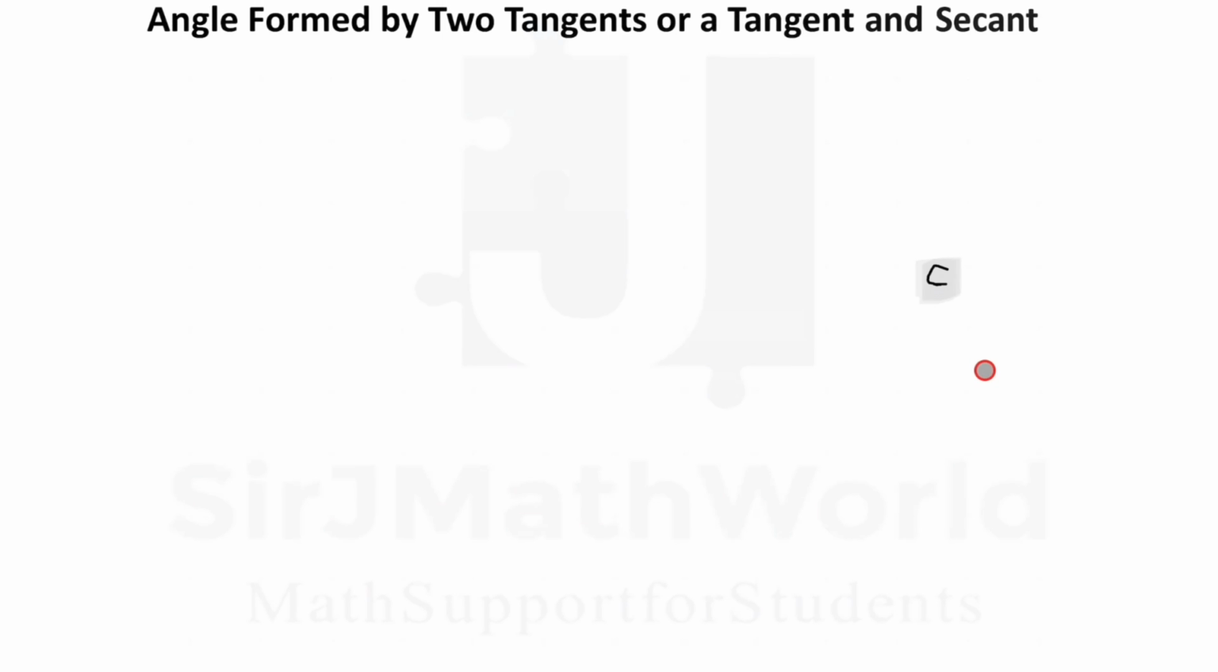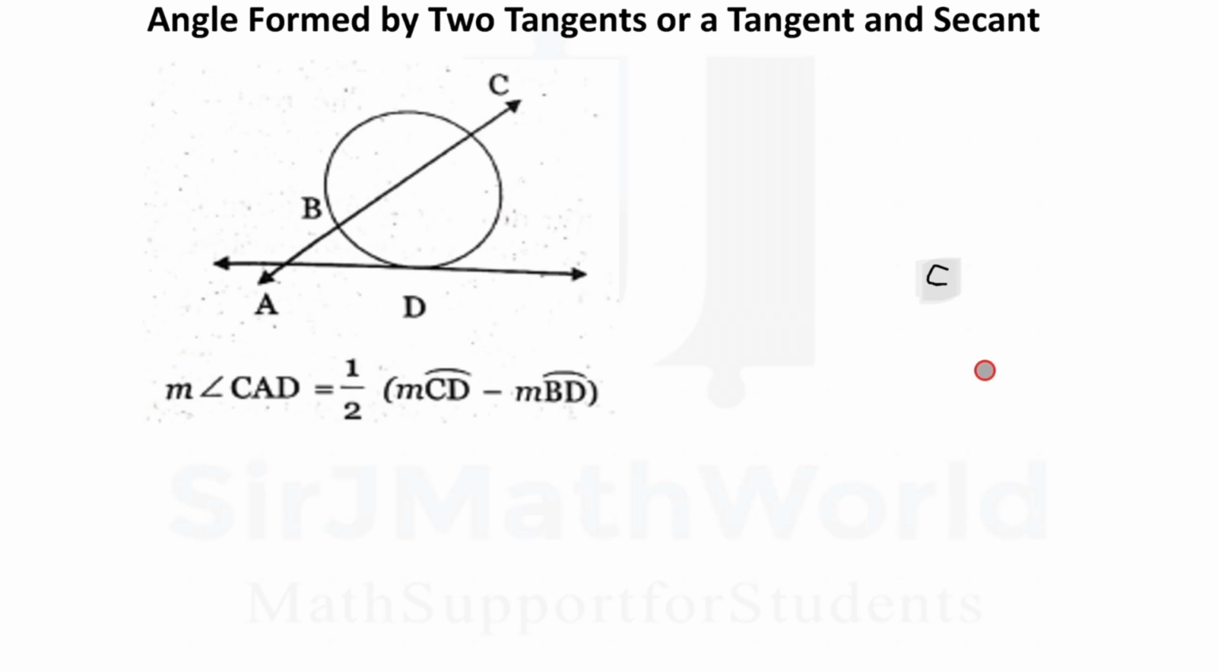Okay, next we have the angle formed by two tangents, or a tangent and a secant. So here is the first kind. This is a secant and a tangent. They intersect outside, a secant and a tangent. So in this case, we have the angle CAD. CAD is equal to 1/2 of, again, outer minus inner, which is BD.